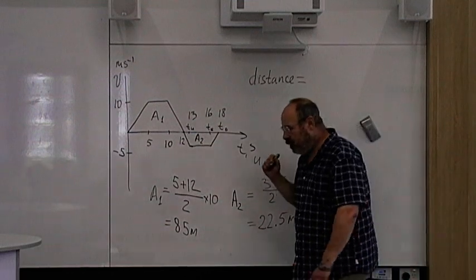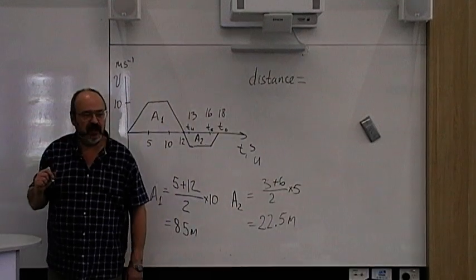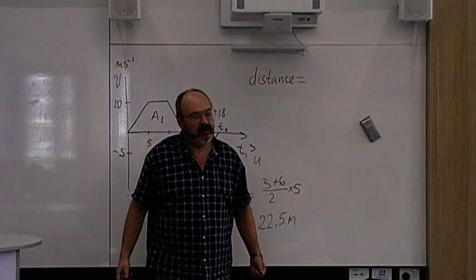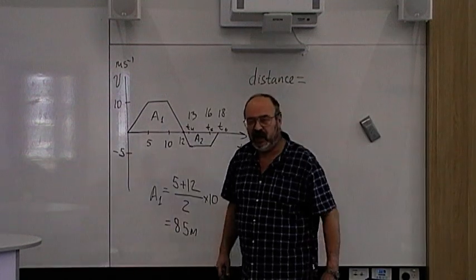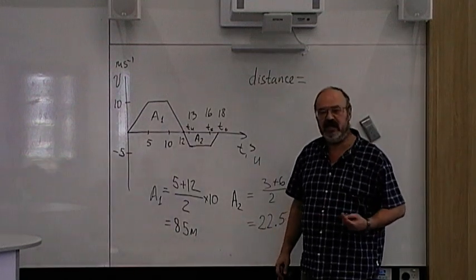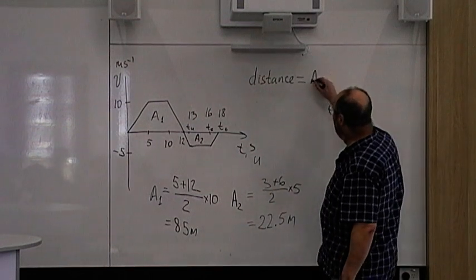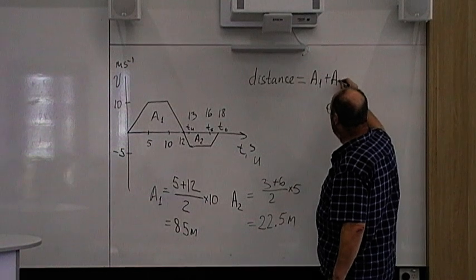If I move 2 meters in this direction, then turn around and move 1 meter back, what distance did I travel? 3 meters. 2 plus 1. Distance cannot be negative. Distance is the length of the path. So distance will be A1 plus A2.